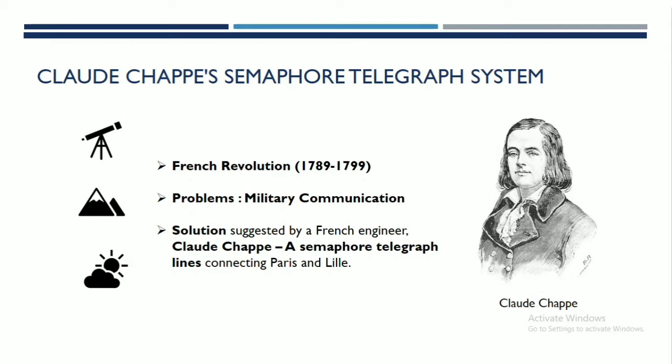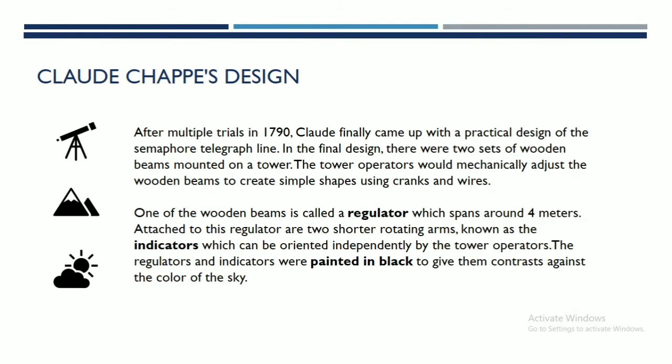A guy called Claude Chappe, who was a French engineer, invented the first semaphore telegraph line in France during the French Revolution, and this line connected Paris and Lille. The line was invented to meet the demand of military communication during the French Revolution. In 1790, he finalized the design of the semaphore telegraph line, especially the tower.